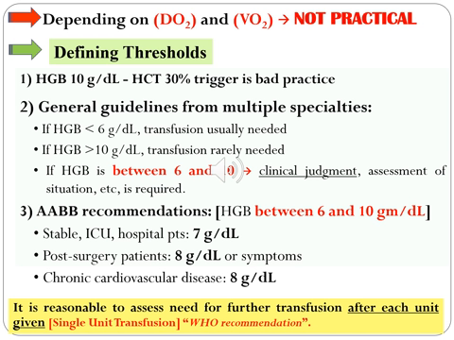And according to AABB recommendations, or the American Association of Blood Banks recommendations, if the patient is stable, even if hospitalized or in ICU, the threshold is 7 grams per deciliter. In post-surgery patients, the threshold is 8 grams per deciliter, or higher levels of hemoglobin if the patient is symptomatic. In chronic cardiovascular disease, the threshold is 8 grams per deciliter.